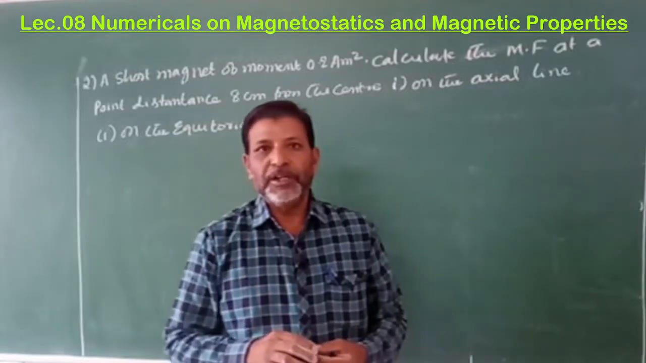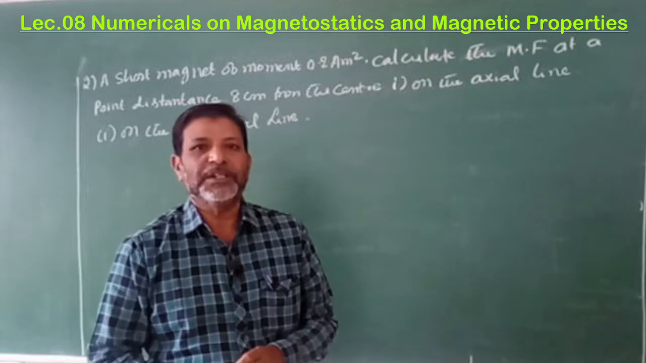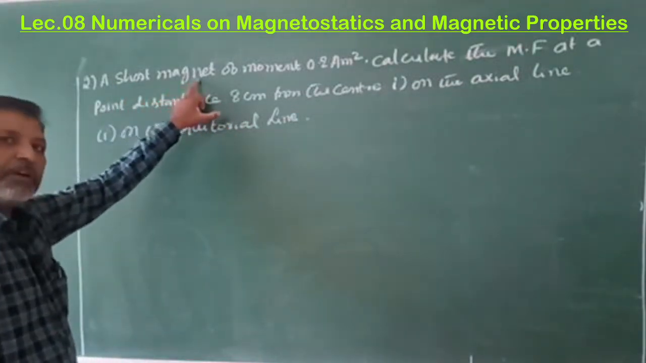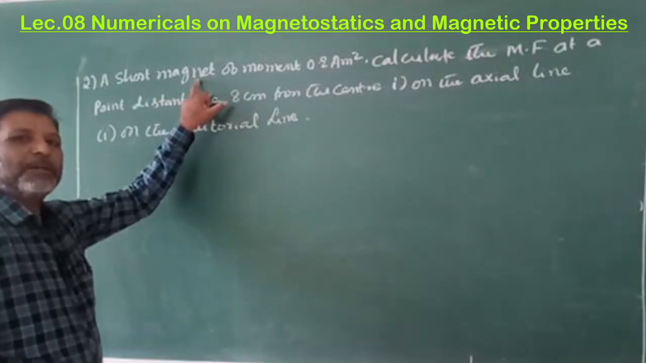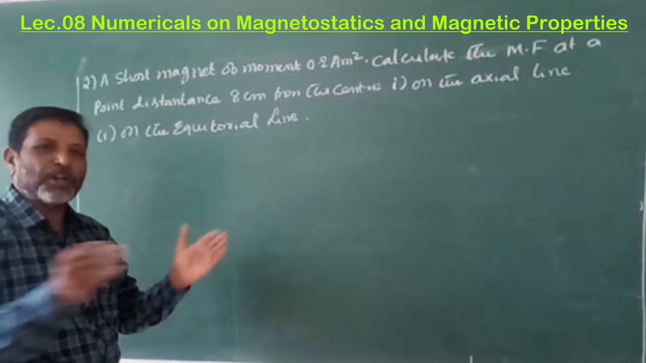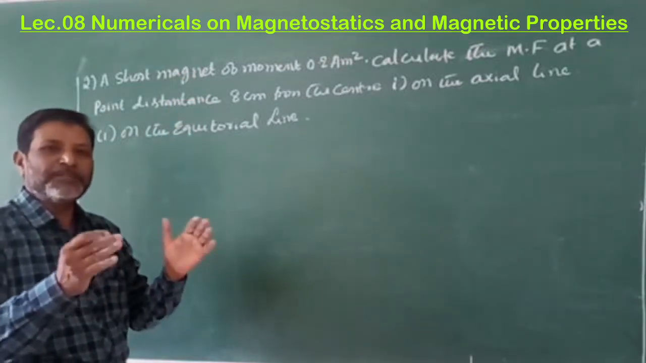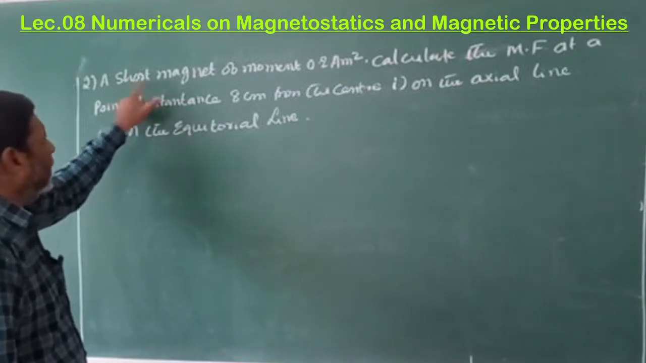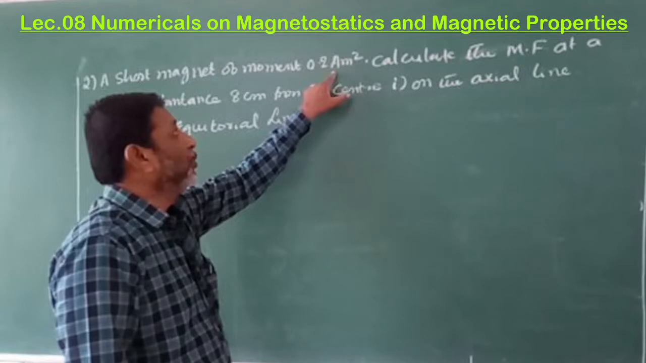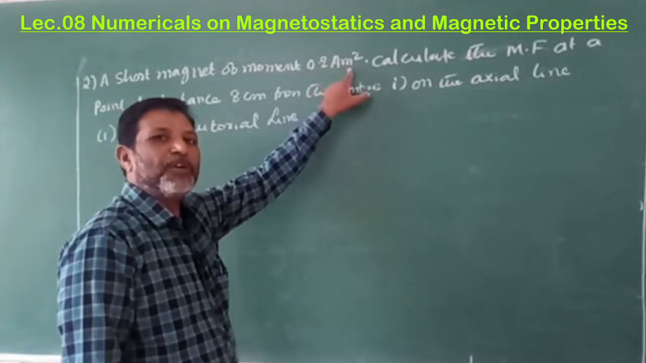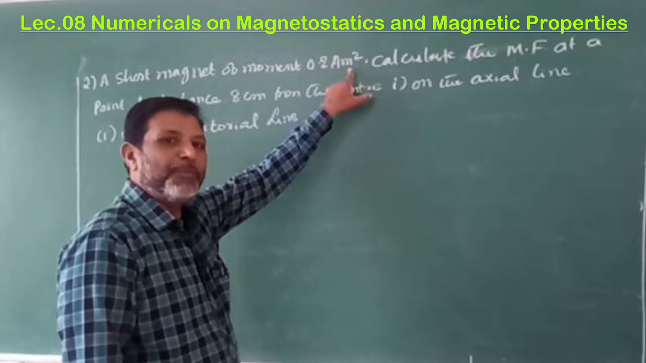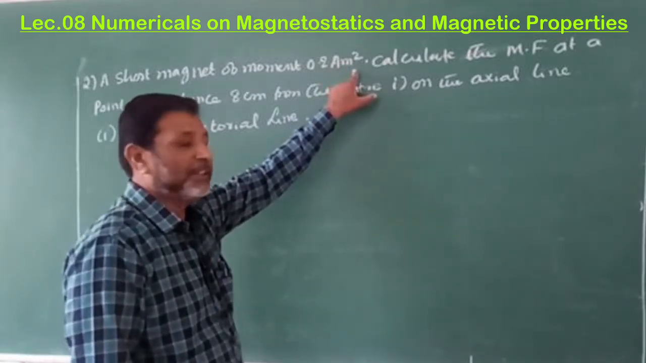After solving the first problem, now let us come to the second problem. Now here, a short magnet. Already it is mentioned that the magnetic dipole given is a bar magnet of short length, that means the length is very small. Therefore, a short magnet of moment, that means its magnetic moment, is given as 0.2 ampere meter square. I might have forgotten to mention at that time that the unit of the magnetic moment is ampere meter square.